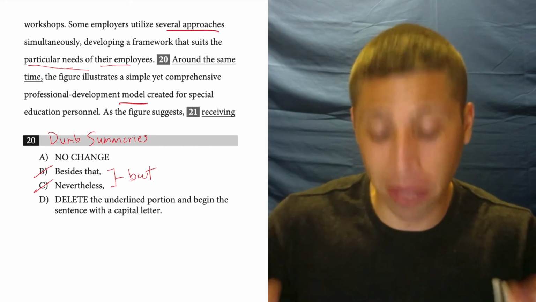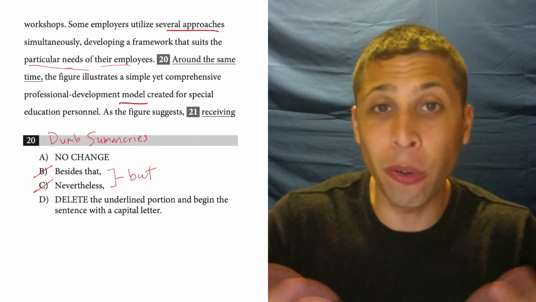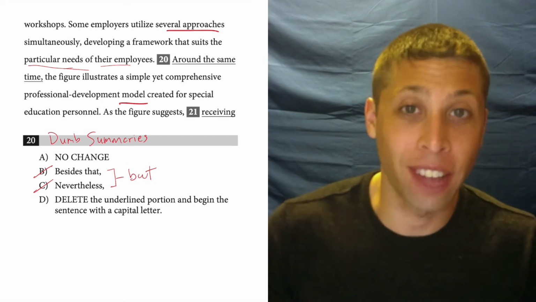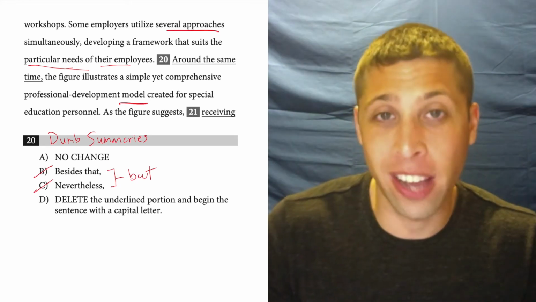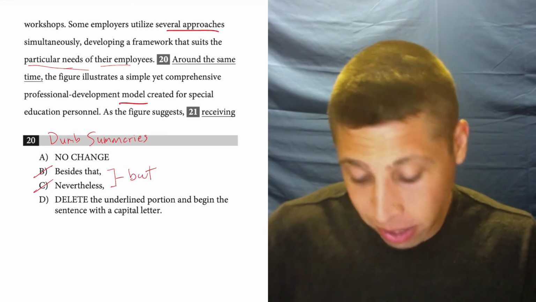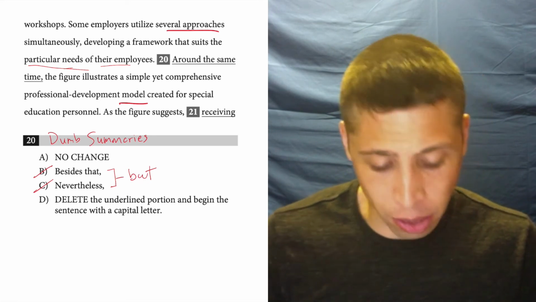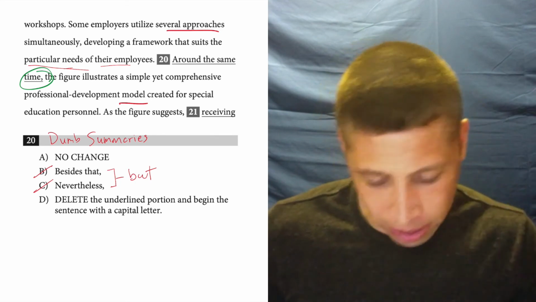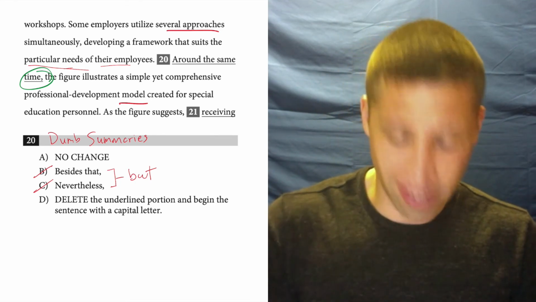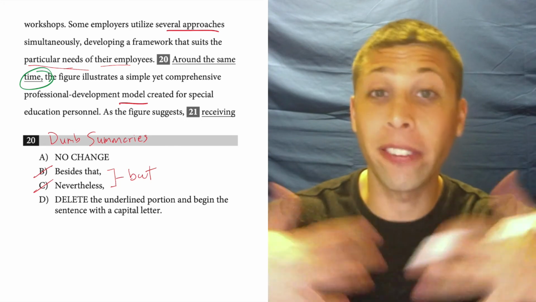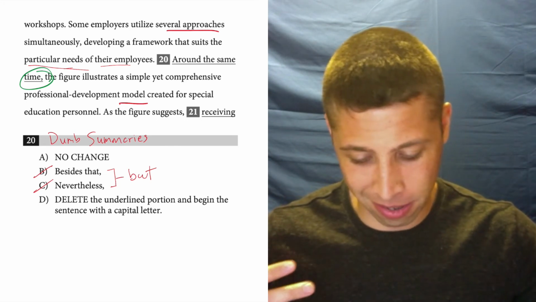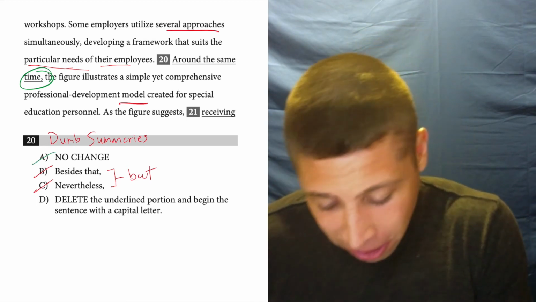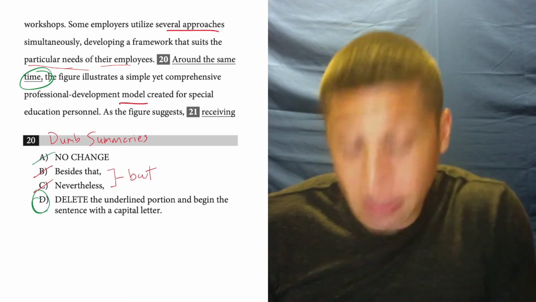Occasionally there's an exception, but it's so rare. And in this case, the only reason I would pick a contrast word is if I knew that there was a contrast in this sentence somehow. And there's just not. There's no evidence of that. So that leaves me with either deleting it or this other thing around the same time. Well, what time are they talking about? There's nothing like an event. There's no chronology here. They're just talking very generally about these frameworks and these models. There's no time. So that's just weird. And so, yeah, I must be able to delete it.